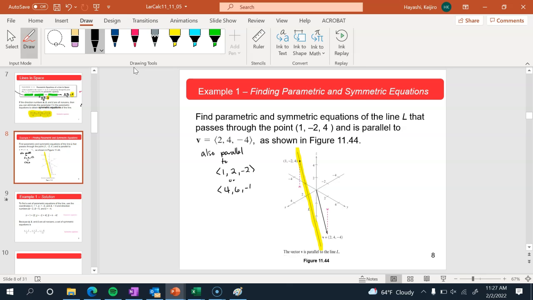4, 6, negative 6. There's an infinity of vectors, because there are a whole bunch of vectors that are going in the same direction. You can just make a new vector that goes in the same direction by taking a vector and multiplying it by whatever you want. So there's nothing unique about 2, 4, negative 4. There are an infinity of vectors that move in the same direction. But we're just going to use 2, 4, negative 4.